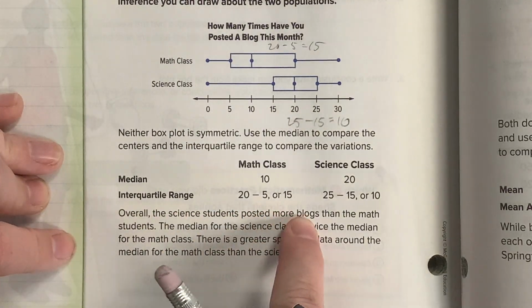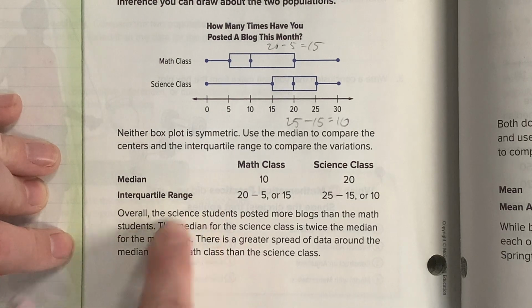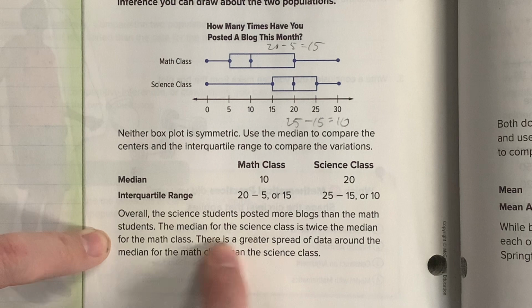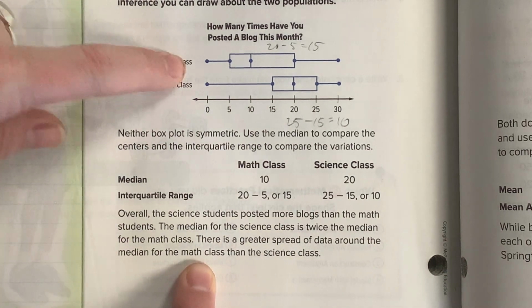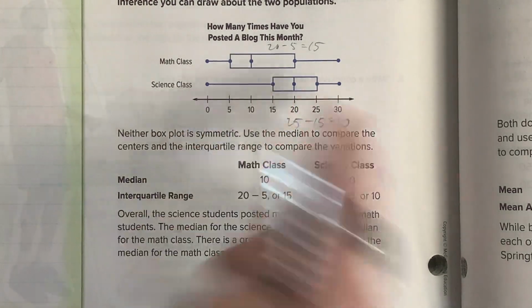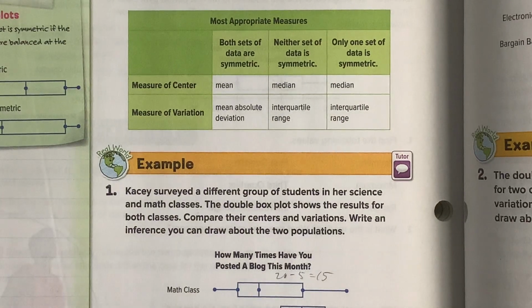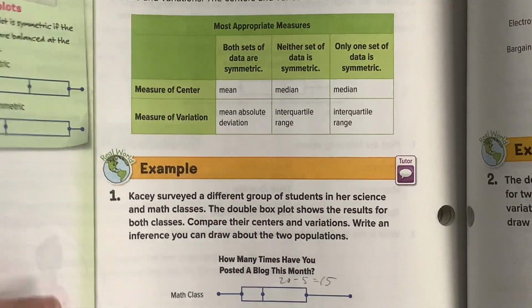Okay, so let's see what the book says. Overall, the science students scored more than the math students. The median was twice as much. Sure, if you want to use numbers, there's a greater spread of data around the median for the math class than the science class. And I just said it's a tighter spread or more consistent data. So you can describe either one. All right, so that's kind of how that works out.